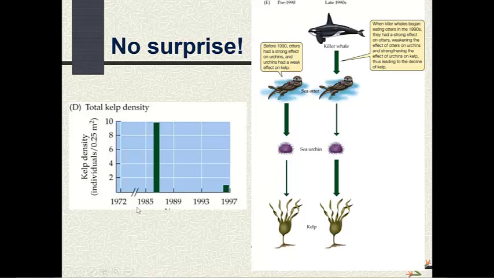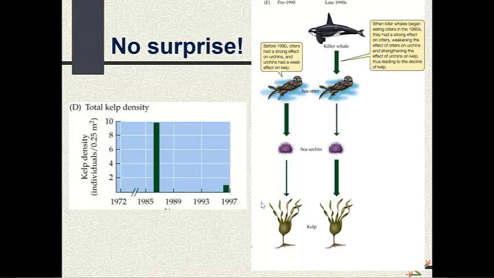And the next slide now shows the total kelp density in individuals per, again, a quarter of a square meter. In 1972, there was nothing. 1985, nothing. And you can now see how the kelp density went up in '85. That was because sea otters recovered and kept the sea urchin population down, and in 1997 it was almost down to 0 again.